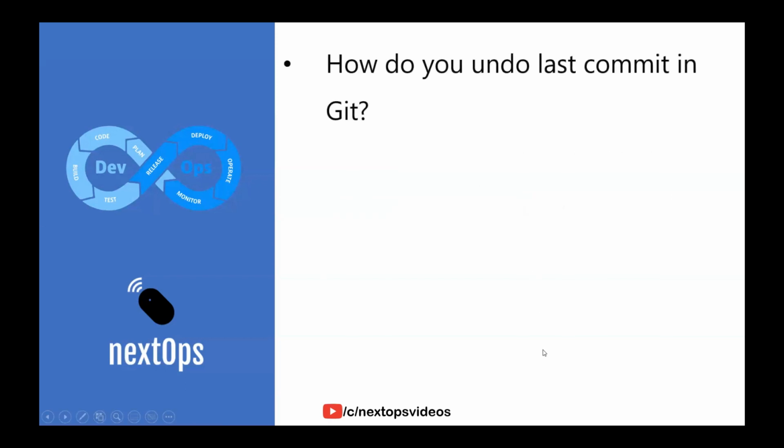Next question is, how do you undo the last commit in Git? It's just a technical question. Last commit means the development team has done some modifications and wanted to push this code back to the central repository. How they do it is, they use a command called git commit and then git push to upload this new version of code to the central repository.